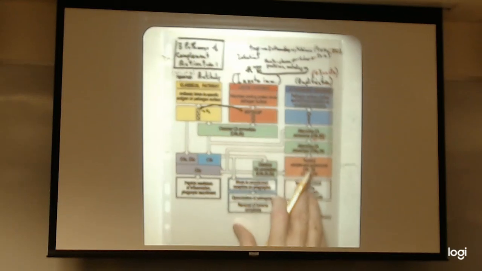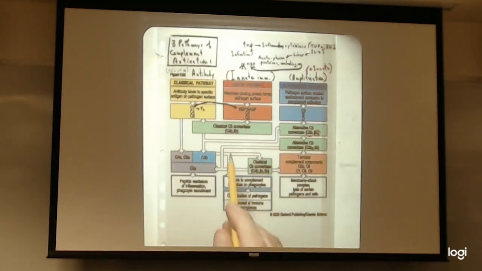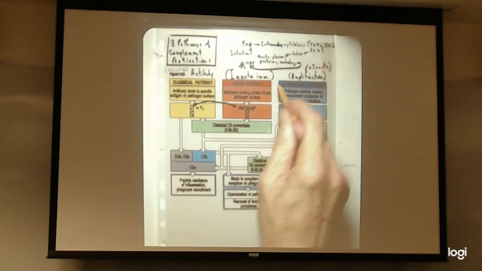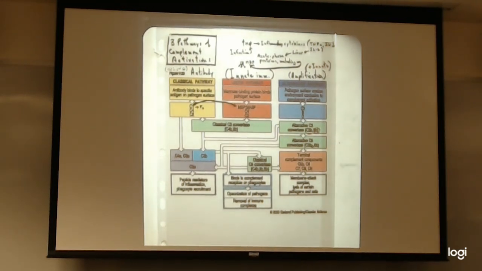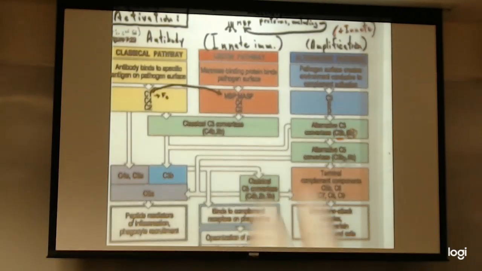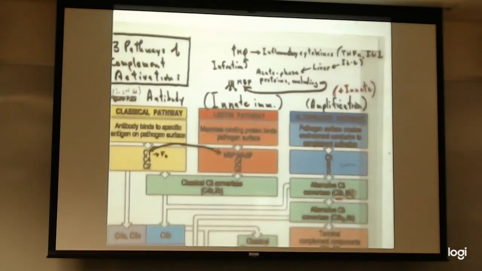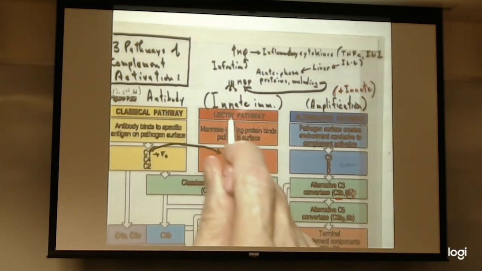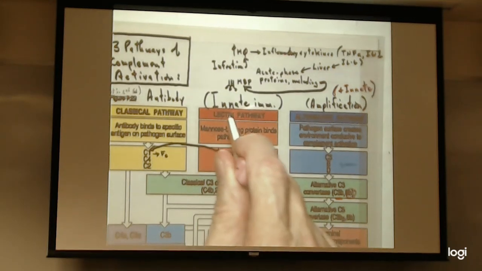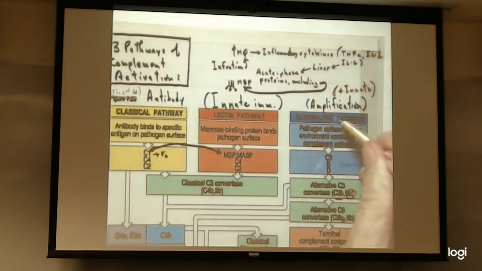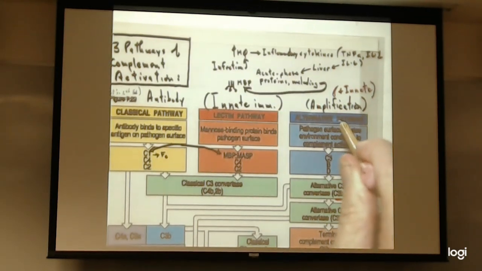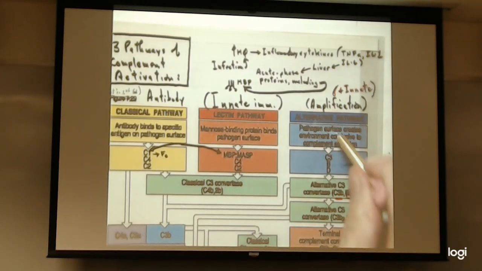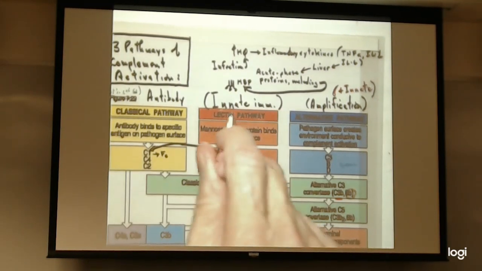This slide is just pretty much a repeat of what we were just talking about. But here I'll say a little bit more. We'll come back to this. Let's see here. How the lectin pathway gets turned on as part of the innate immune response. And the alternative pathway here is an amplifying pathway for both of these.